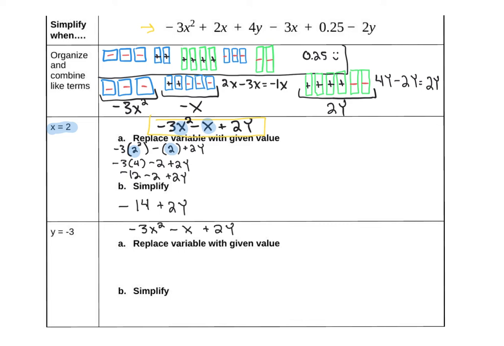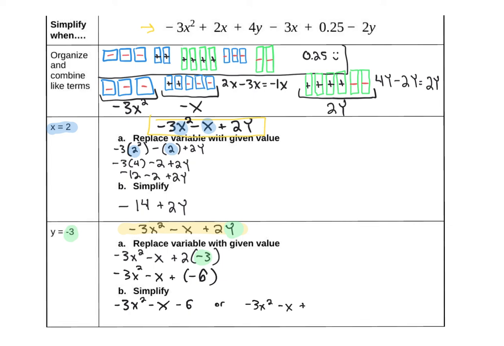Remember, we're working with this simplified expression right here. And so anywhere you see a y, you're just going to replace it with negative 3 and then simplify. So there's the work I did, and this can simplify to just negative 3x squared. There's nothing else you can do with that. Minus x, nothing else you can do with that. And then you can either have it say minus 6, or it's the exact same thing to say negative 3x squared minus x plus negative 6. Those mean the same thing.